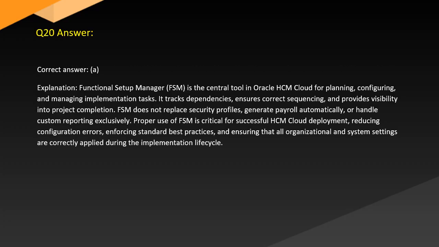Answer. Correct answer. A. Explanation. Functional Setup Manager (FSM) is the central tool in Oracle HCM Cloud for planning, configuring, and managing implementation tasks. It tracks dependencies, ensures correct sequencing, and provides visibility into project completion. FSM does not replace security profiles, generate payroll automatically, or handle custom reporting exclusively. Proper use of FSM is critical for successful HCM Cloud deployment, reducing configuration errors, enforcing standard best practices, and ensuring that all organizational and system settings are correctly applied during the implementation lifecycle.